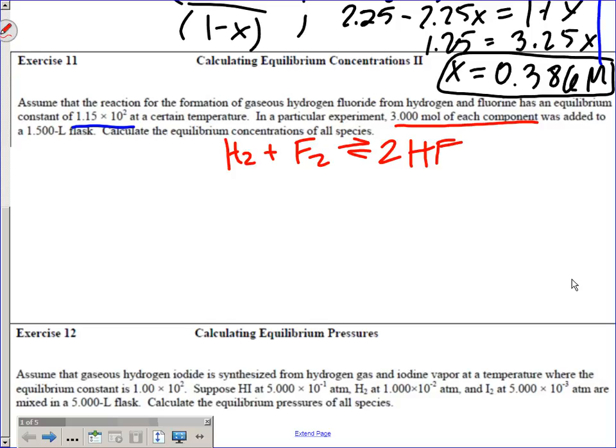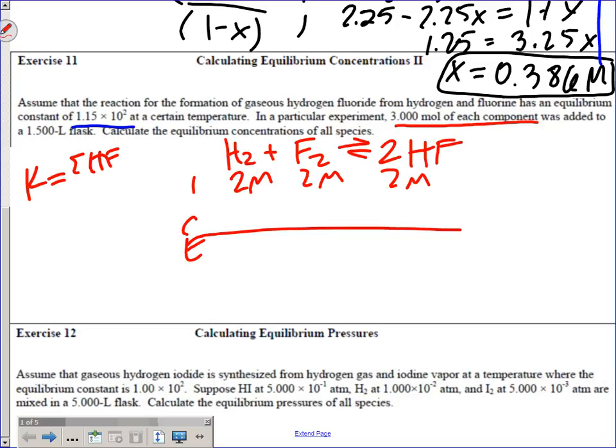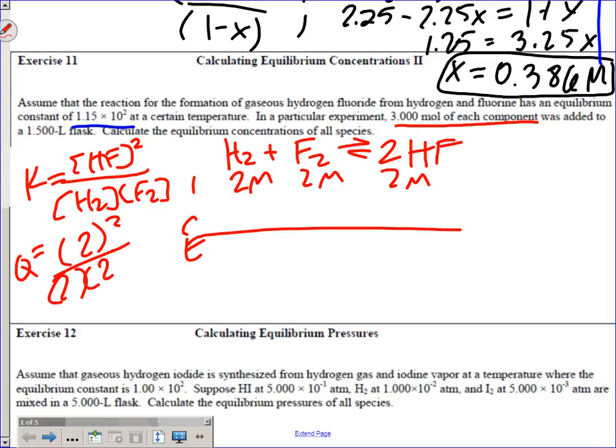So what do I still have to do with Q? Calculate and compare, correct? Okay, so the only thing that's going to be different is when we set up our ICE box. 3 over 1.5 is 2 molar, 2 molar, 2 molar, and then we have to figure out which way it's going to proceed. So I'll set up the K over here. K is equal to concentration of HF squared over concentration of H2 times F2. So I'm going to calculate Q right here: 2 squared over 2 times 2. So what is Q here? 1 yet again, because 4 over 4 is 1.